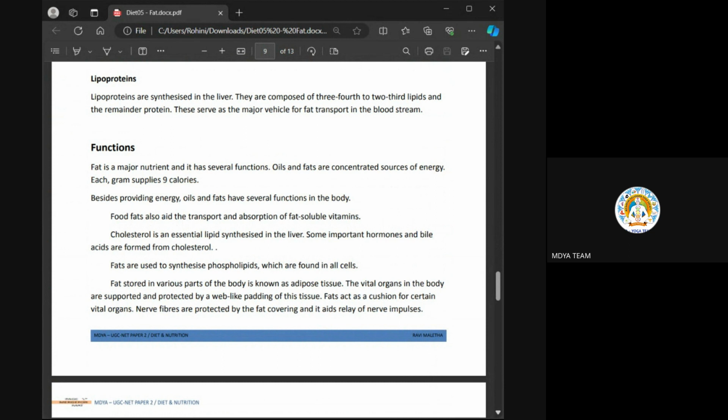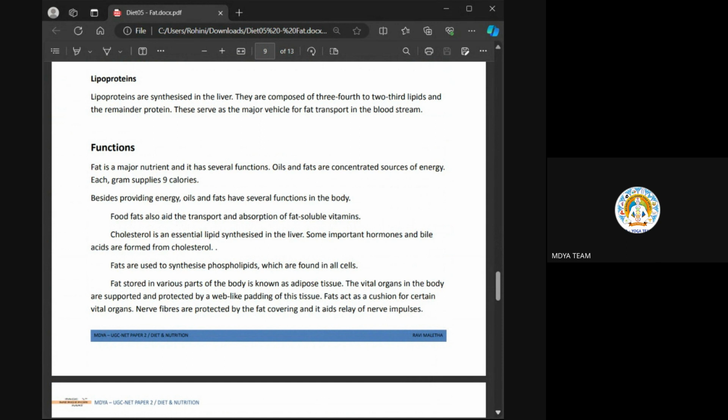Oils and fats are concentrated sources of energy, because we know very well, out of the three major nutrients, carbohydrates, protein and fat are the sources of energy, and fat gives much more energy comparatively to the carbohydrates and the protein. 1 gram of fat provides us 9 kilocalories of energy. Besides providing energy, they also have several functions.